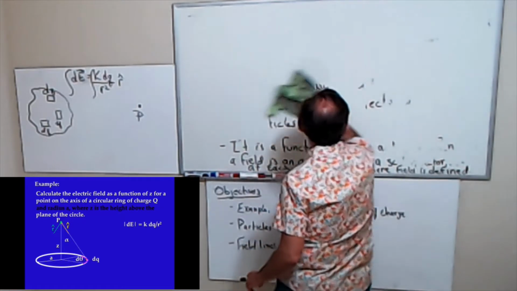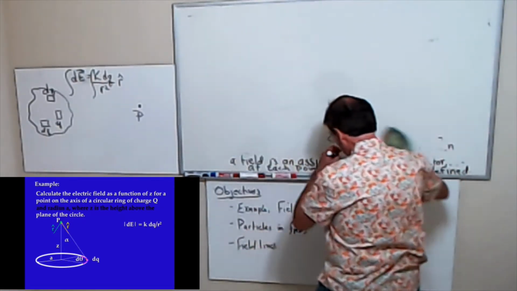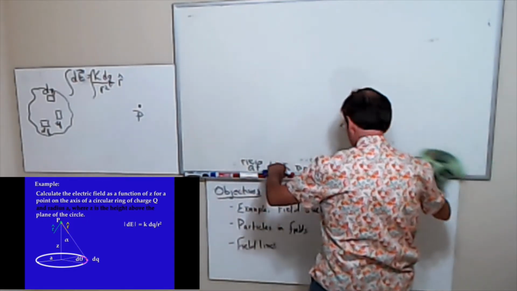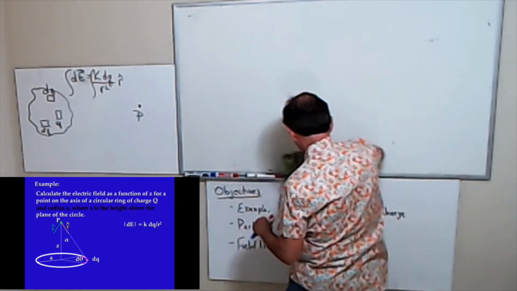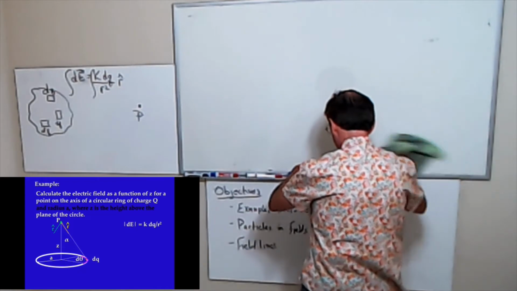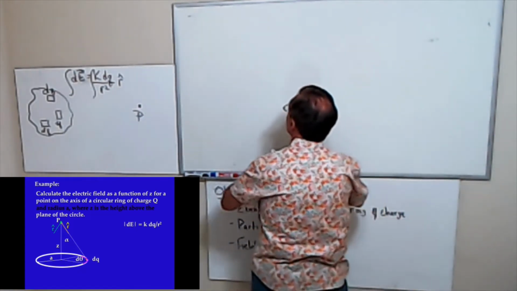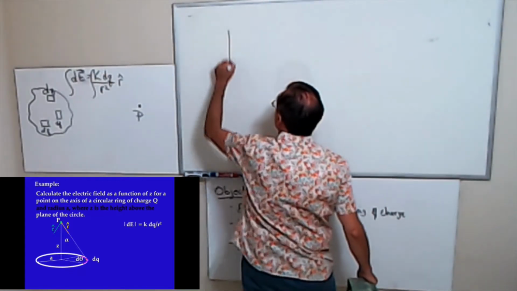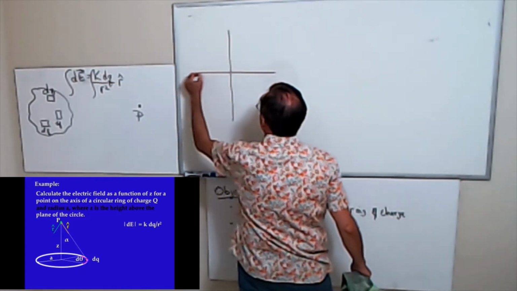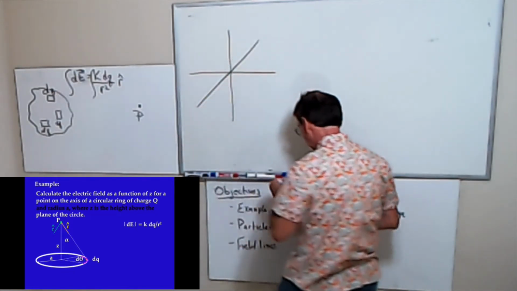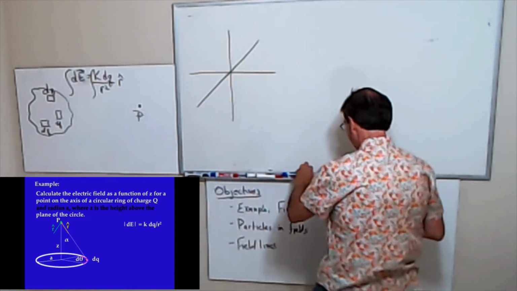Give me a second here to erase the board. And I'm going to try to redraw that on the board. I'm not an artist. Let me draw my coordinate system. Let me draw my ring of charge.